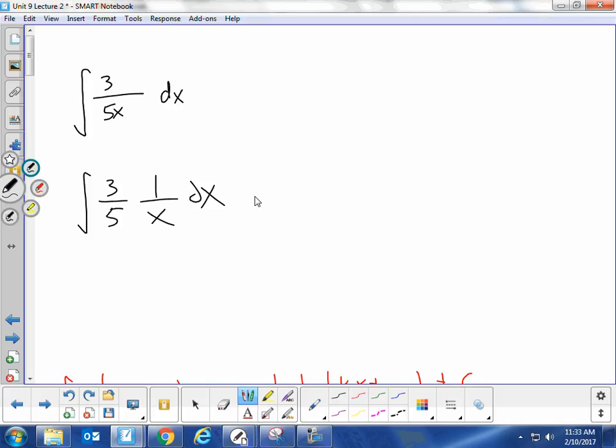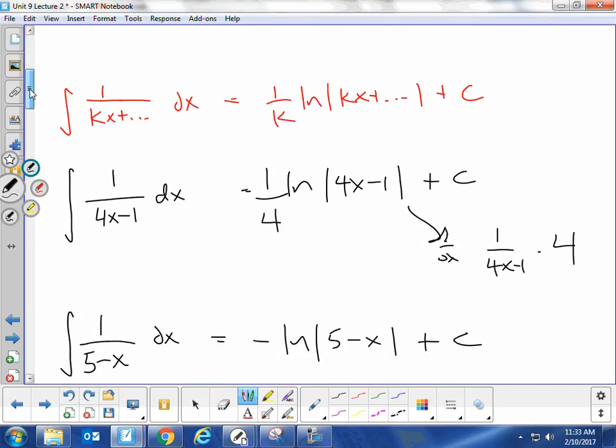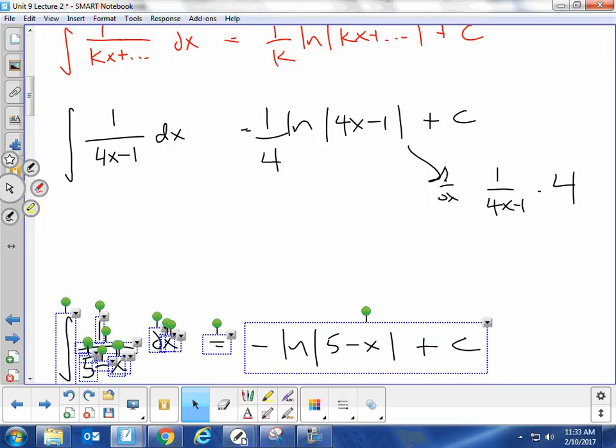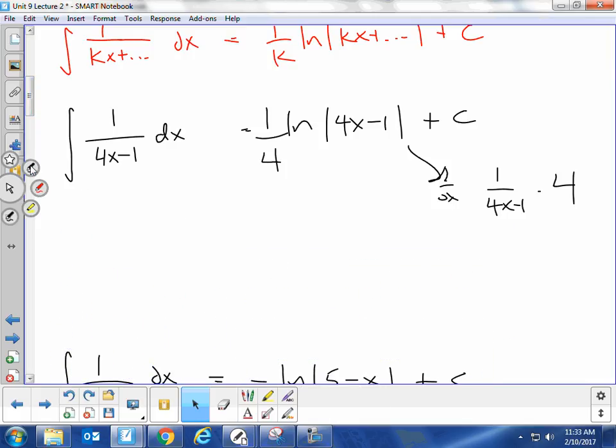And all of a sudden, I say, okay, it's a constant. I can pull the constant out. Antiderivative of 1 over x is log absolute x, so 3/5 log absolute x plus c. Well, that actually gives me an idea for another way that I could tackle something like this guy right here.